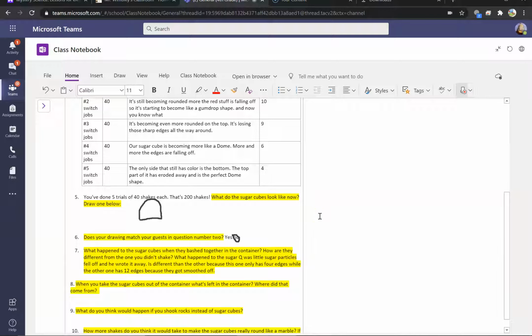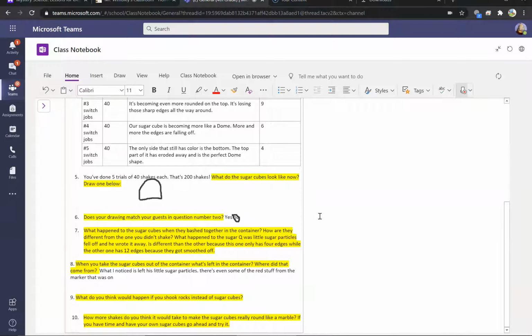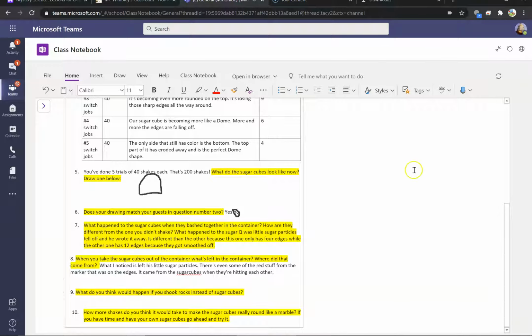What I noticed is left is little sugar particles, period. There's even some of the red stuff from the marker that was on the edges, period. It came from the sugar cubes when they are hitting each other, period. Now, what do you think would happen if we shook rocks instead of sugar cubes?